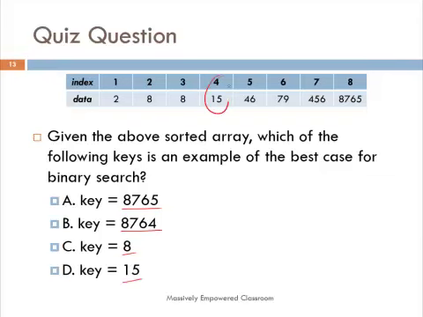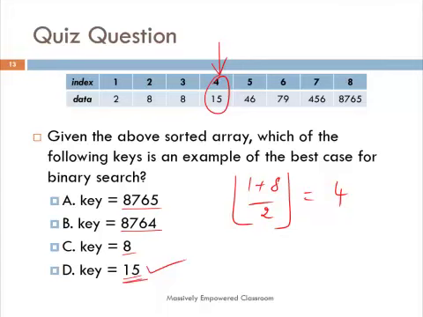The correct answer is 15. Why? Because how does binary search work? It tries to compute the midpoint, 1 plus 8 by 2, which is 4. So the first midpoint it finds is this, the fourth element. And if you are in fact looking for the data element 15, you would find it right there. Only one comparison was needed. Only one division was done. So that is the best case.